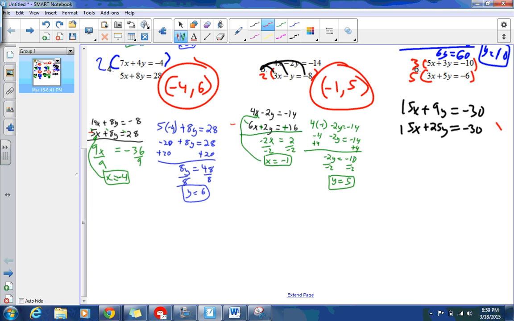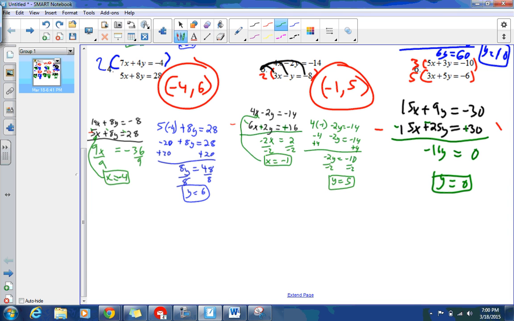All right, again, since these are the same signs, we have to subtract everything. And in so doing, we subtract all the parts. So minus, minus, and this becomes plus. So negative 30 plus 30, 0. 9y minus 25y would be negative 16y. And these will cancel out. And when you divide both sides by negative 16, you do get y equals 0.